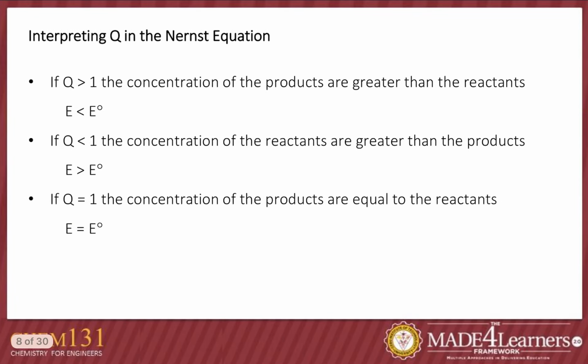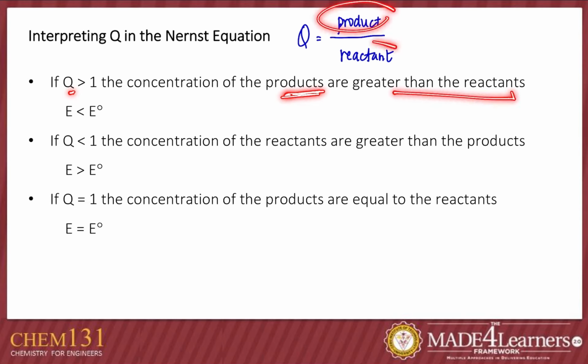Okay. So how do we interpret Q in the Nernst equation? So di ba ang Q kay product over reactant. Okay? So if Q is greater than 1, the concentration of the products kay greater than the reactant, di ba? So kung greater ang concentration ni product and reactant, ang cell voltage under non-standard conditions kay less than siya sa cell voltage under standard conditions. Baliktad, no? So baliktad ni siya.